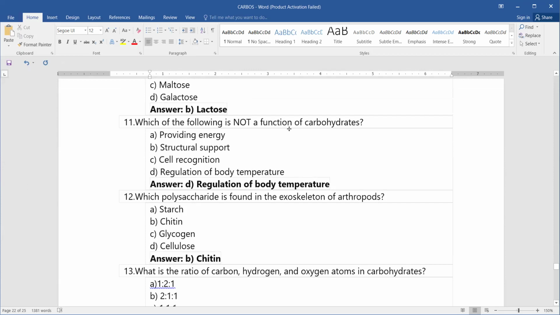Which of the following is not a function of carbohydrates? It provides energy. Okay, it has good support, and there is cell recognition ability. Okay, so regulation of body temperature. Regulation of body temperature has no relation to carbohydrates.